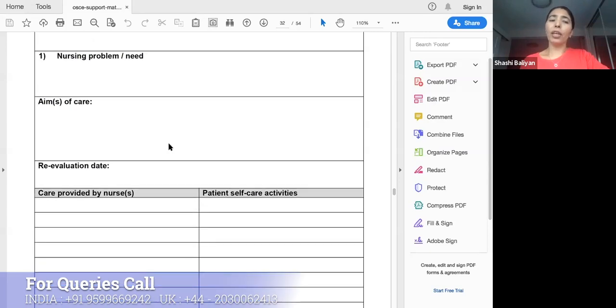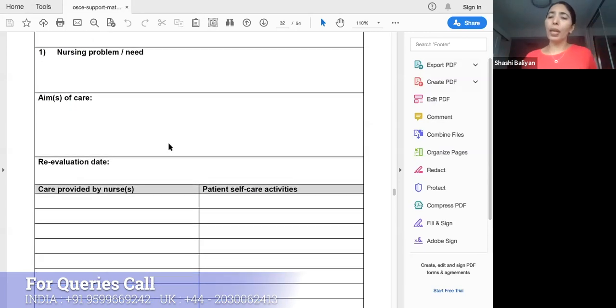Now the aim of your care is to bring down the pain score from 8 to 4 in the next 6 to 8 hours. Then comes the re-evaluation date, which is when you are going to re-evaluate the care plan. So now you have put the aim, and you are going to give the painkillers.